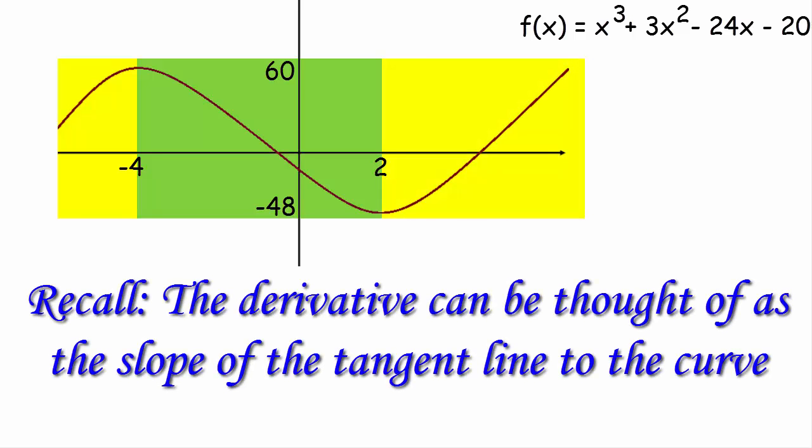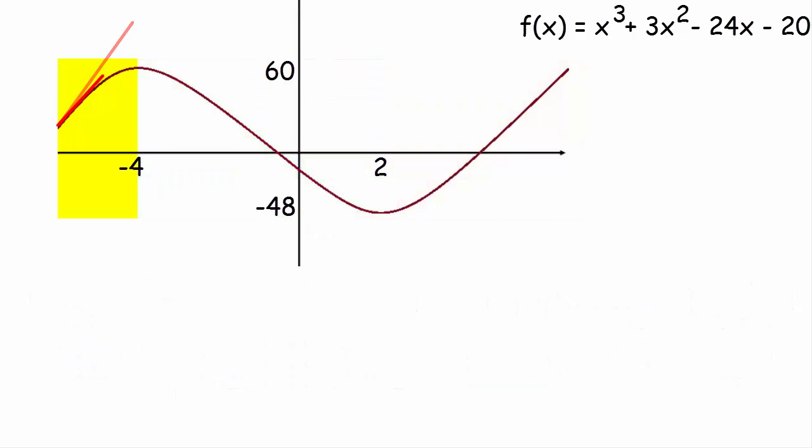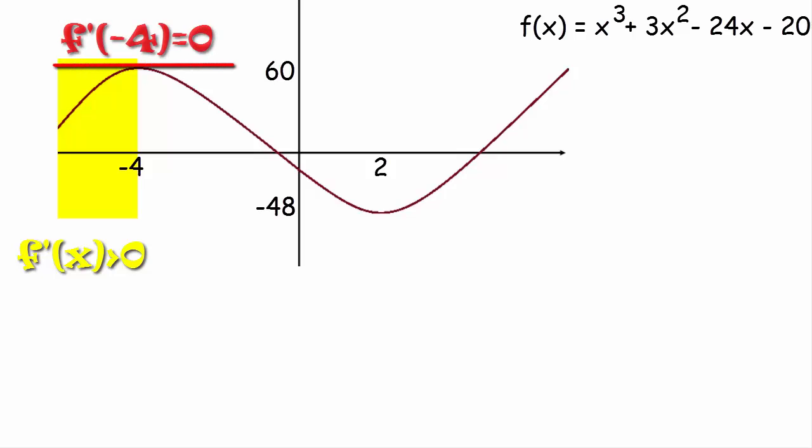Recall that the derivative f prime of x can be interpreted as the slope of the tangent line to the graph. We can see that any tangent line in the first interval from negative infinity to negative 4 has a positive slope. In other words, f prime of x, the derivative, is positive for any x value in this interval. At x equals negative 4, the tangent line is horizontal, which means the slope is 0.